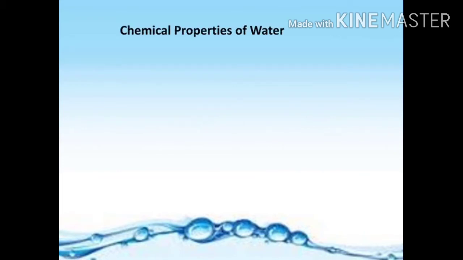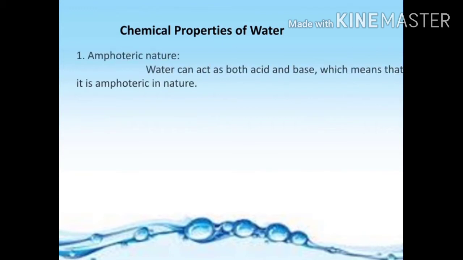Next topic, chemical properties of water. Water reacts with a lot of substances to form different compounds. Now we are going to discuss some significant reactions. First property is amphoteric nature. Water can act as both acid and base, which means that it is amphoteric in nature. It has the ability to accept as well as donate a proton, and hence it can act as an acid or a base.